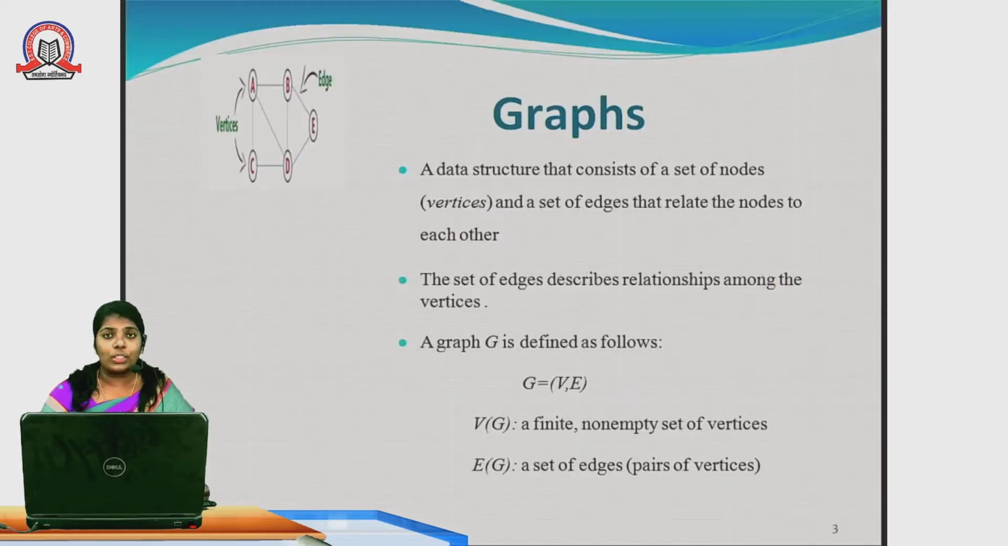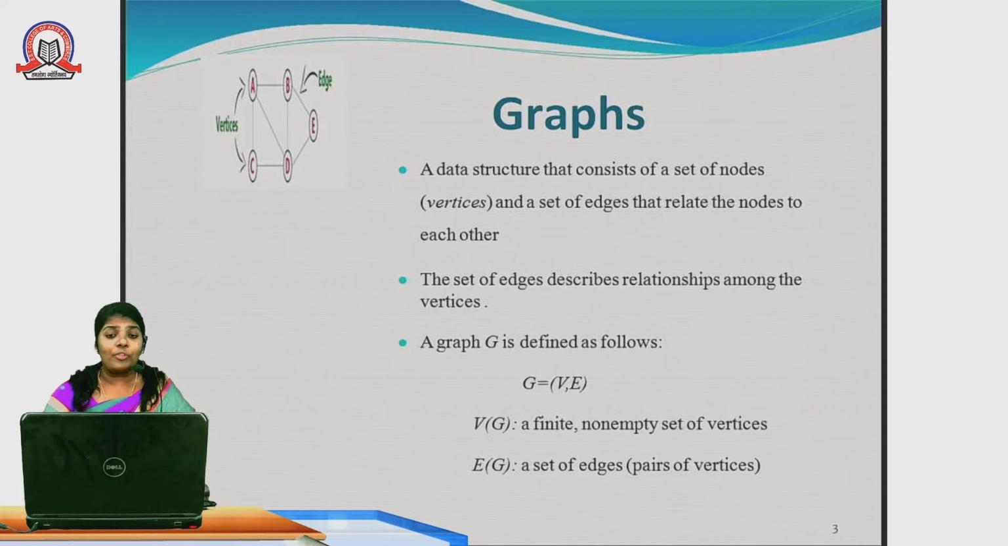First we want to see what is a graph. A graph is a data structure that consists of a set of nodes, that is called vertices, and a set of edges that relate the nodes to each other. So in the graph we are going to talk about the edges and vertices. The set of edges describes the relationship among the vertices. So what is an edge? It describes the relationship among the vertices.